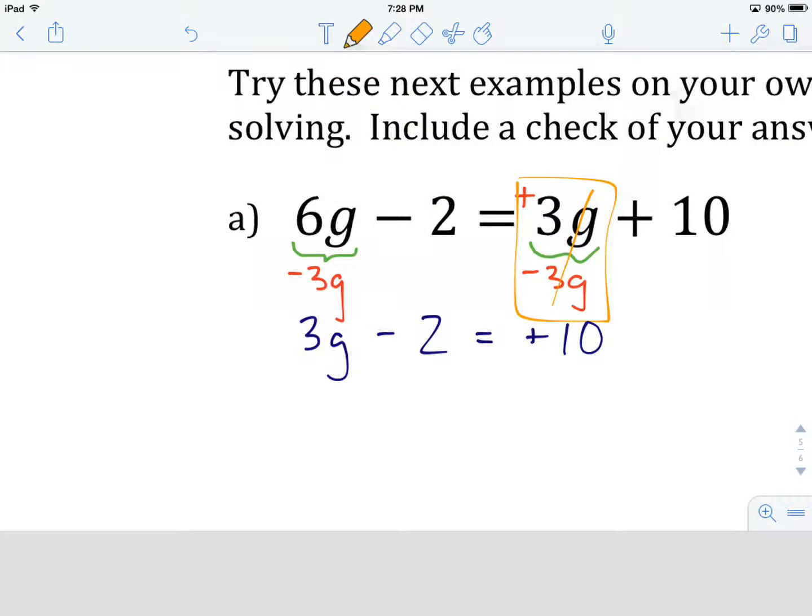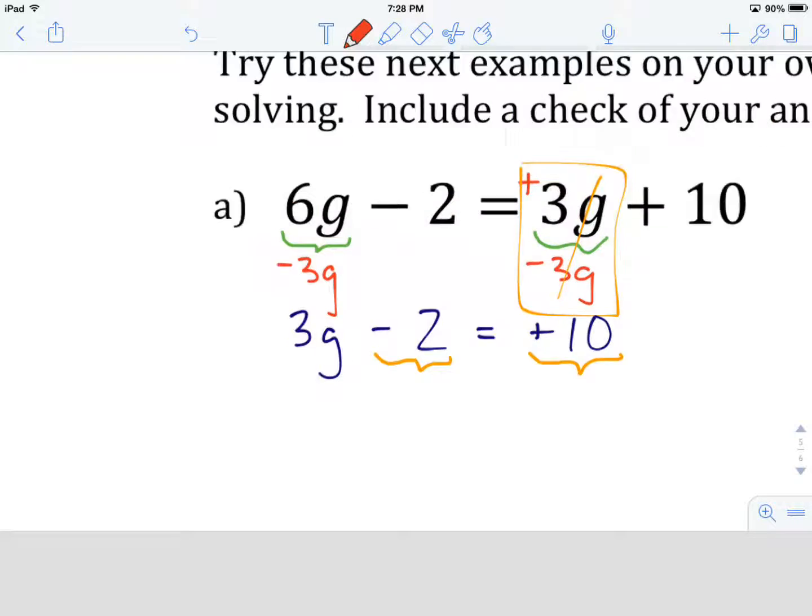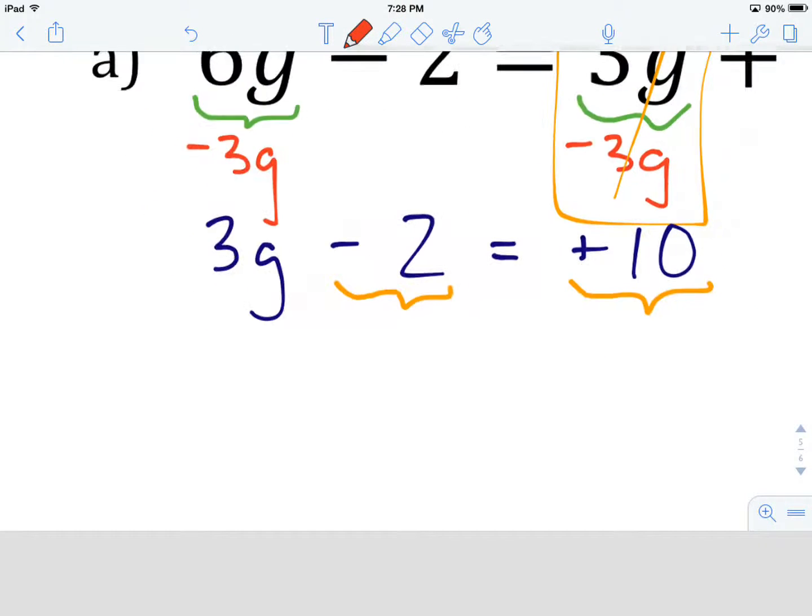We have this minus 2 and this plus 10. Again, we want to get all the constant terms to the right side of our equation. So we want to move that negative 2. So what's the opposite of subtract 2? It's going to be plus 2. But again, I must do it on both sides of my equation.